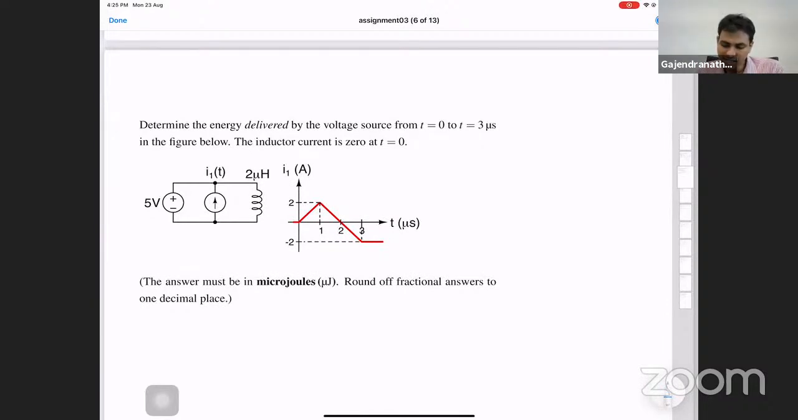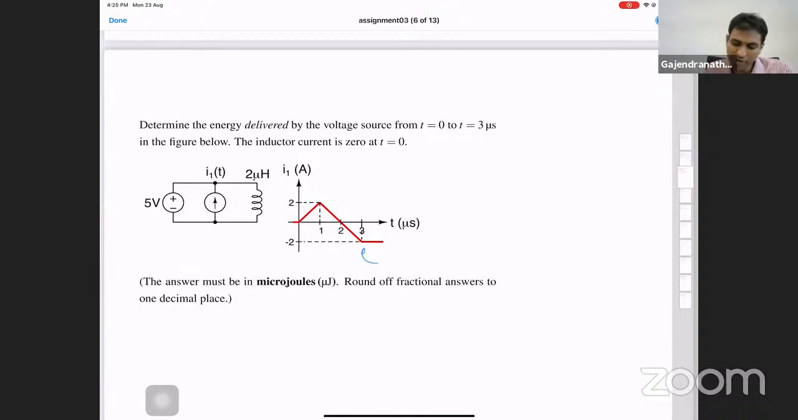Now the current in the inductor has gone like a triangle and went back below. So we are interested to find, at 3 microseconds, what is the current and what is the energy given by the source. Now here there are two things: there is a voltage source, and there is also a current source. So we are interested in power delivered by the voltage source. Okay, energy delivered by the voltage source.